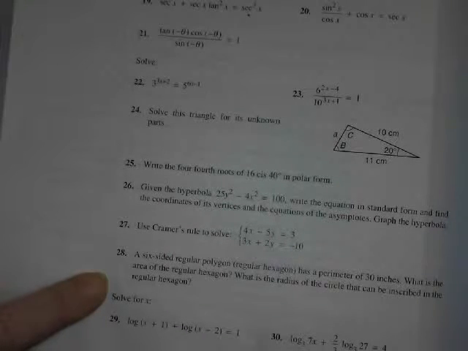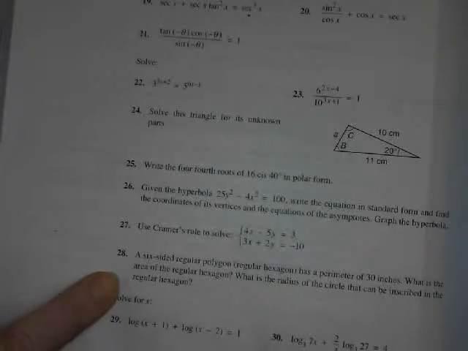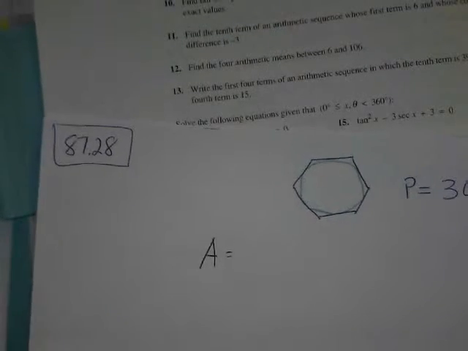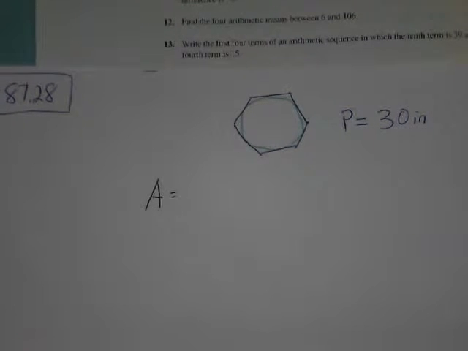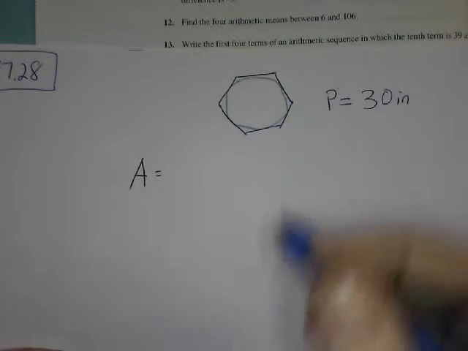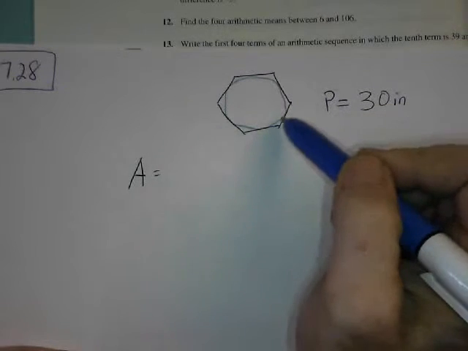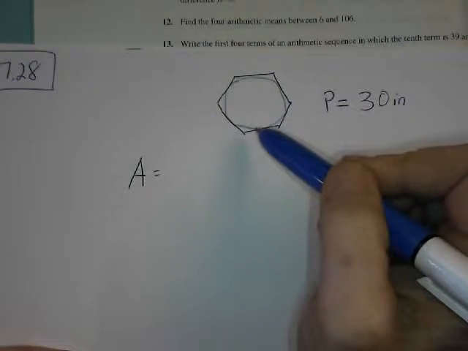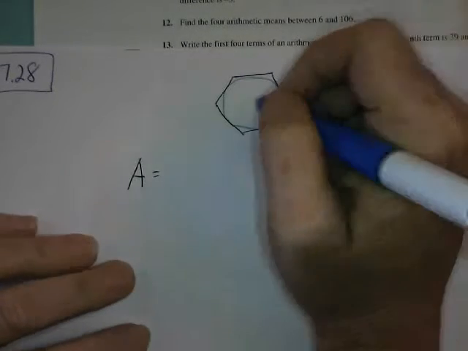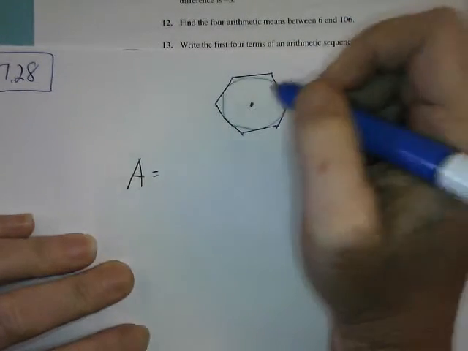What is the radius of the circle that can be inscribed in the regular hexagon? So there's two things they're asking for: the area, and also the radius of the circle. I drew a little picture. I tried to draw a circle inside there. It didn't turn out too straight, but that's my circle.